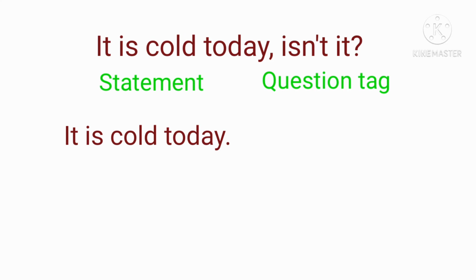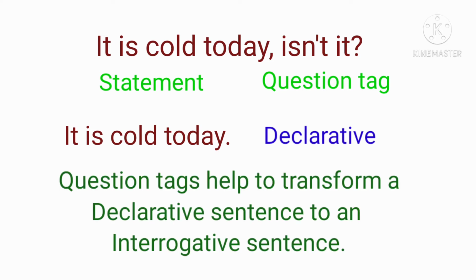It is cold today. Now, this statement is said to be a declarative sentence in which the speaker makes a statement about the temperature on that particular day. So, what do we see? If we add a question tag at the end of the declarative sentence, we get an interrogative sentence. So, question tags help to transform a declarative sentence to an interrogative sentence.